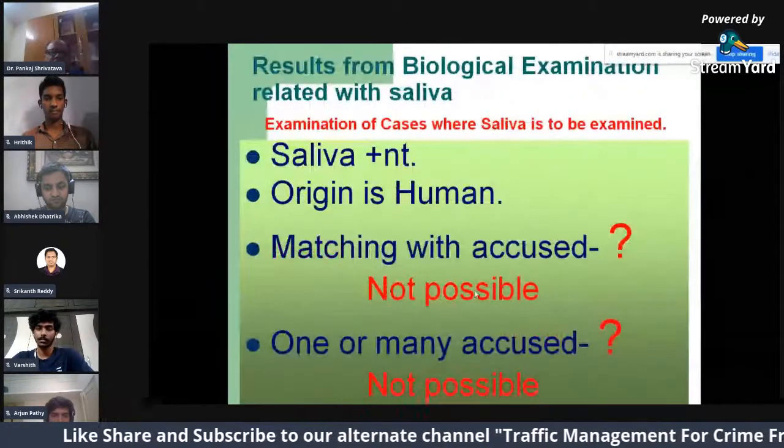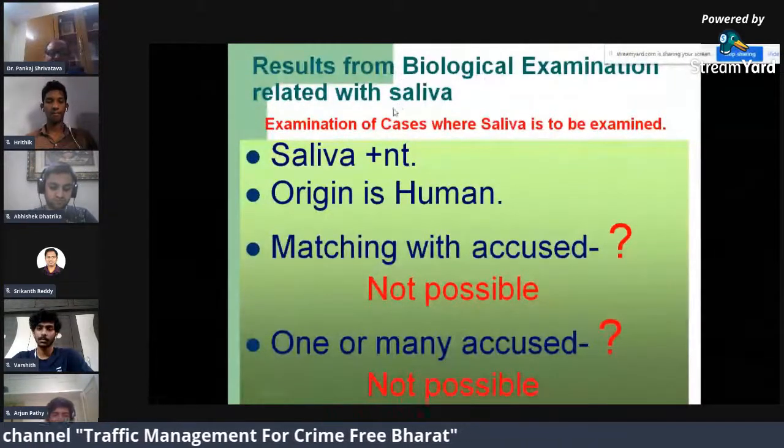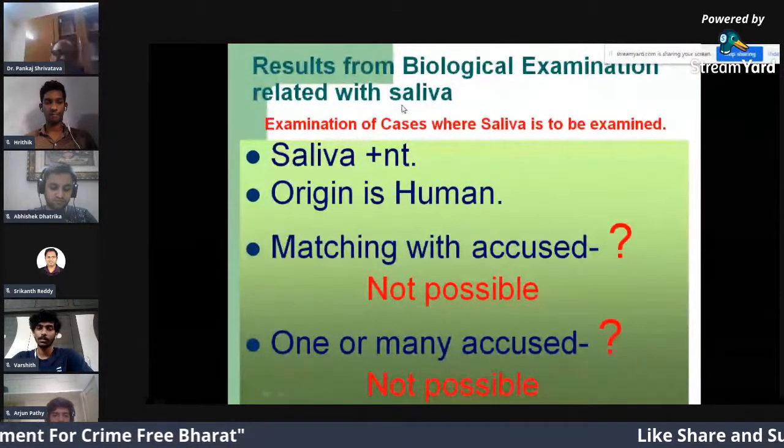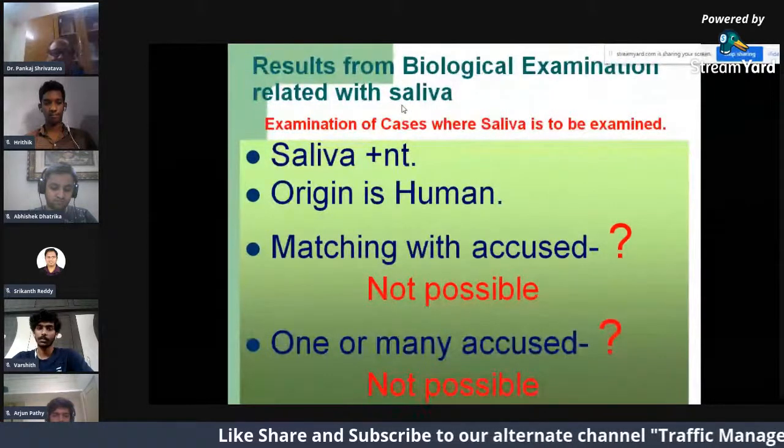Now, if you talk about the results observed from biological examination related to saliva, in which type of cases is this saliva examination required?